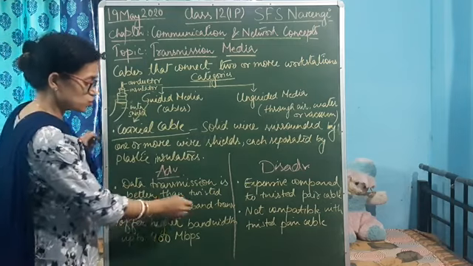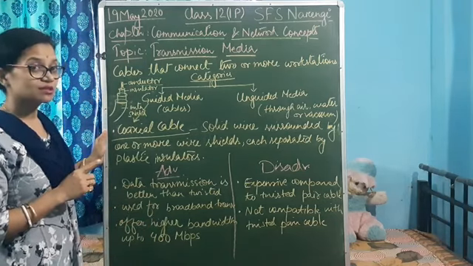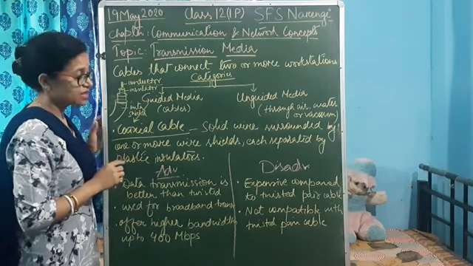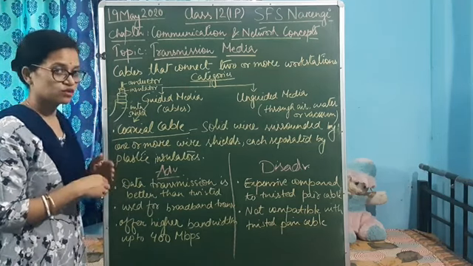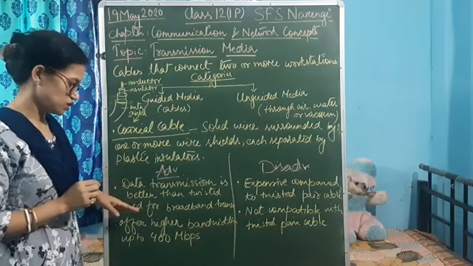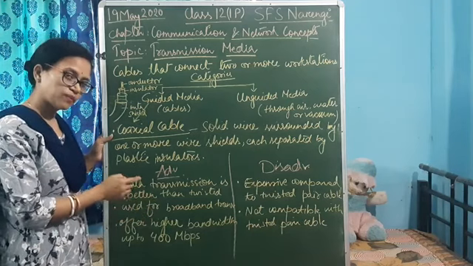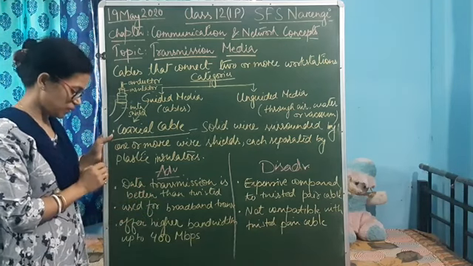Next, it is used for broadband transmission. In twisted pair cable, as we discussed, it has very low bandwidth, and because of that it is not suitable for broadband transmission. But here it is not so, and that's why it can be used for broadband transmission.